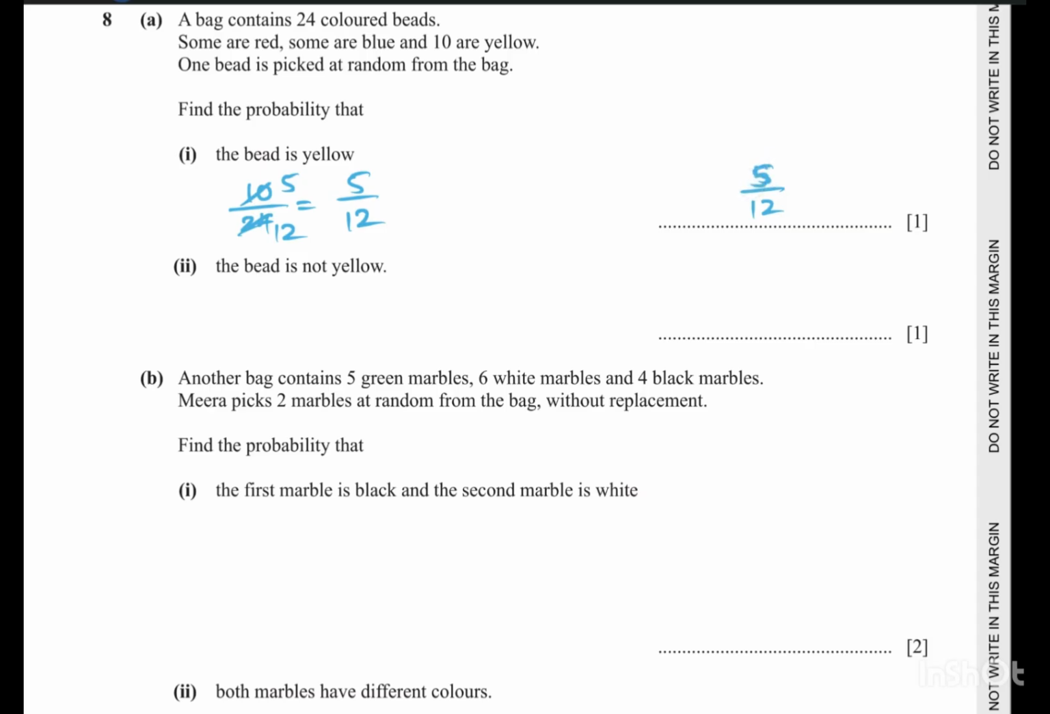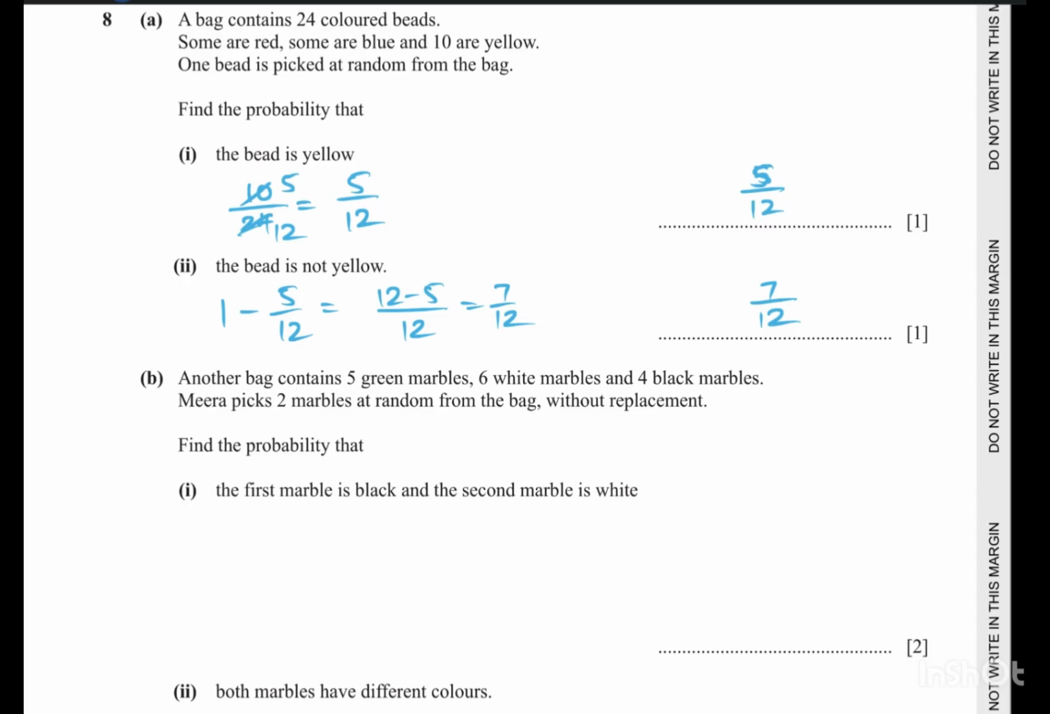Next, the question is the bead is not yellow. For that, the number of other colored beads is not given, but they are asking for not yellow. So just from 1 we'll subtract 5 by 12. We get 12 minus 5 by 12, which is 7 by 12. So this is not yellow. Question number 1 and 2 is done in A.